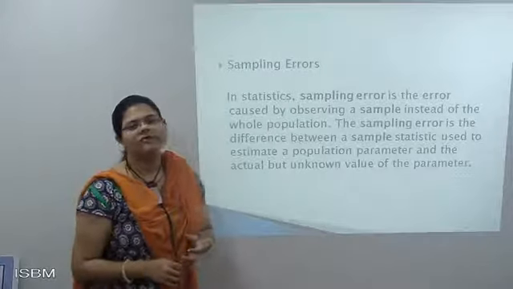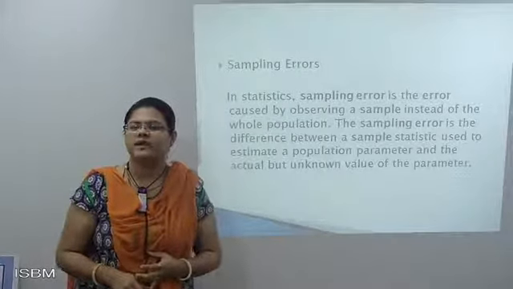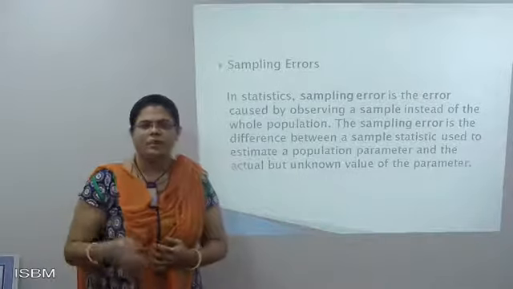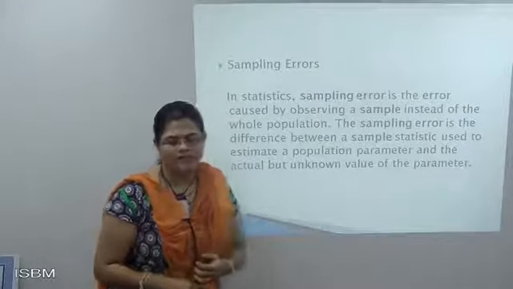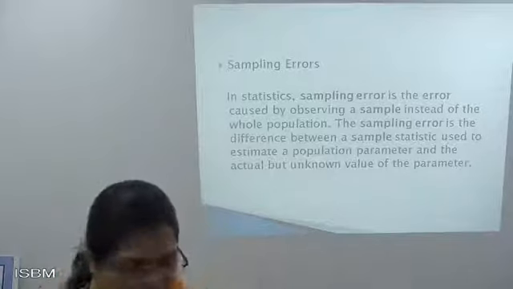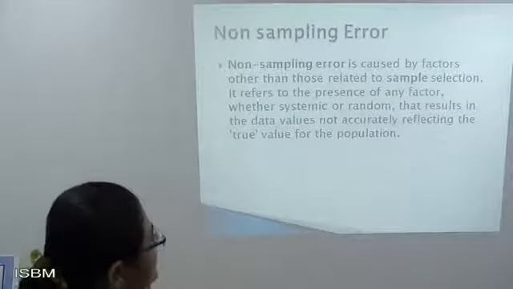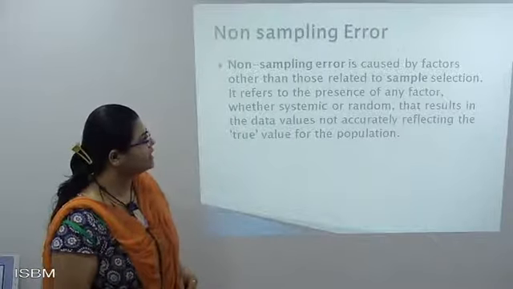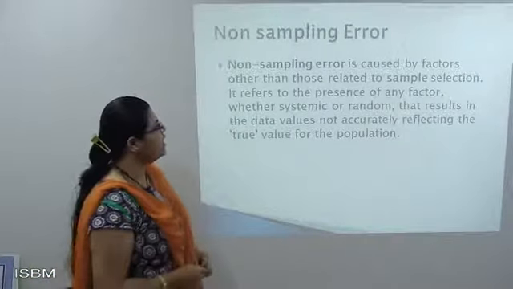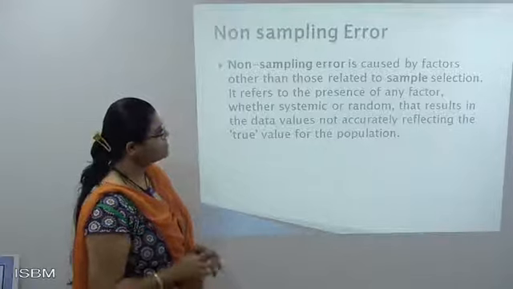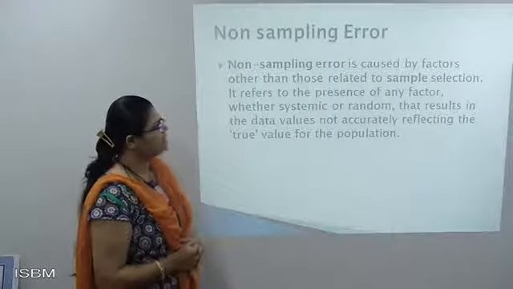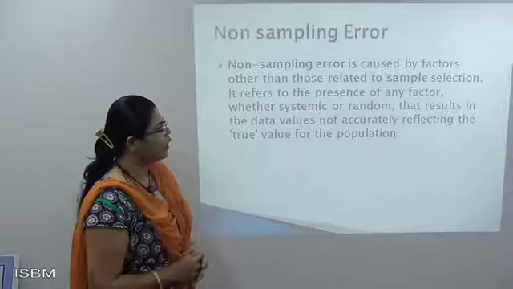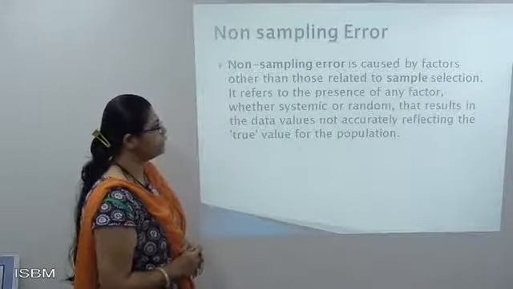So that is why the populations are being calculated from estimates. That is why this comes into sampling error, where you are not getting accurate information. But a non-sampling error is what is other than those related to the sample selection. It refers to the presence of any factors, systematic or random, that result in the data value not accurately reflecting the true value of the population.